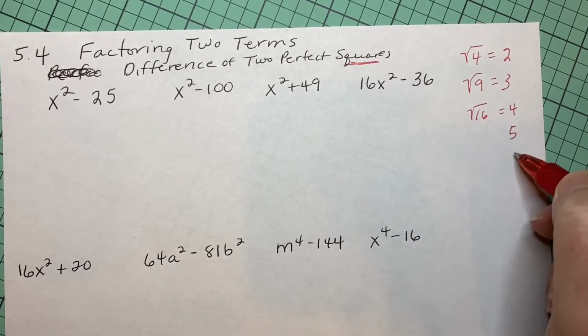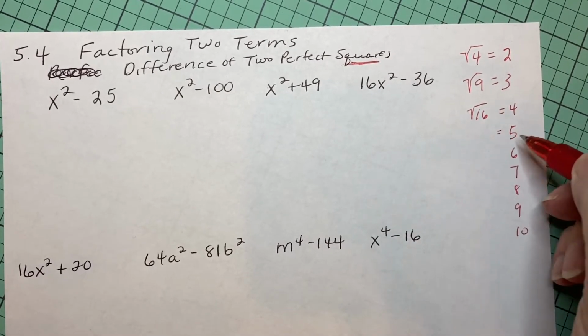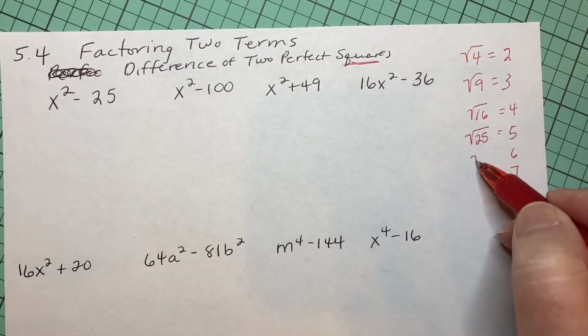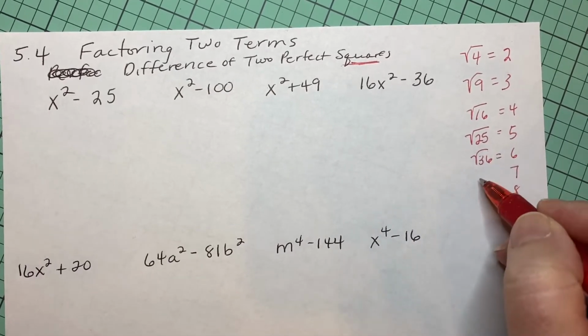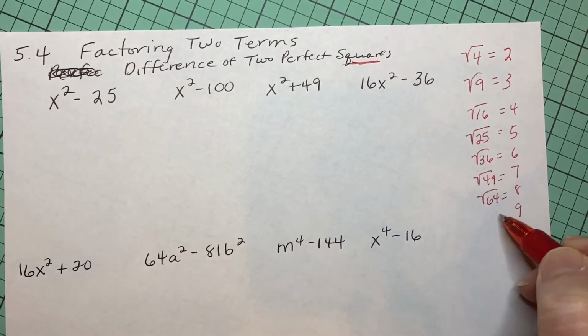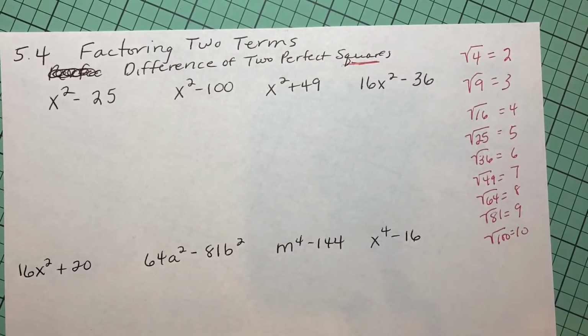Do you see, you really can list these whole numbers up to 10, and then when you multiply by itself, it gives you the perfect square. So the square root of 25 is 5, square root of 36 is 6, square root of 49 is 7, square root of 64 is 8, square root of 81 is 9, and square root of 100 is 10.